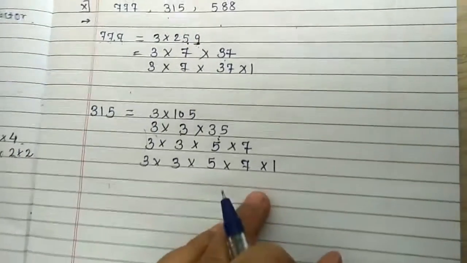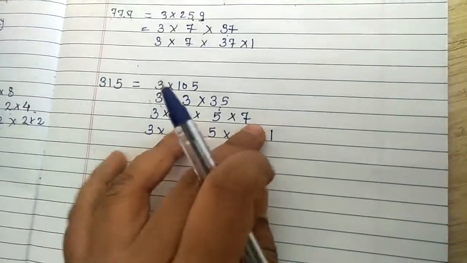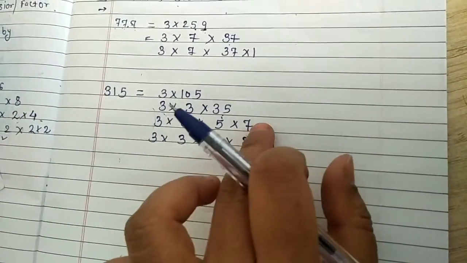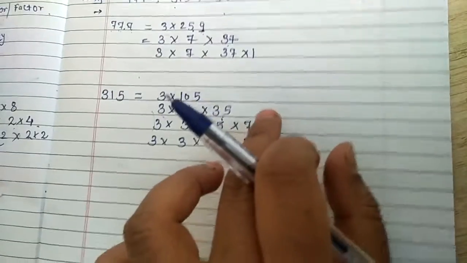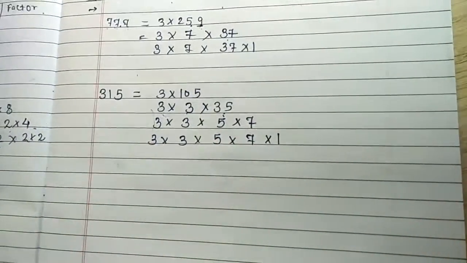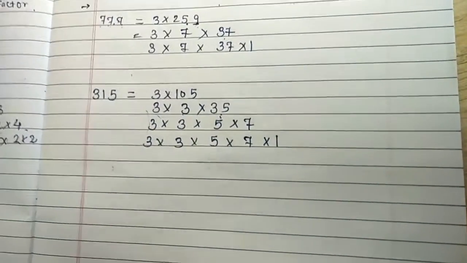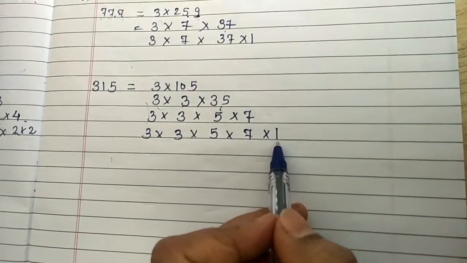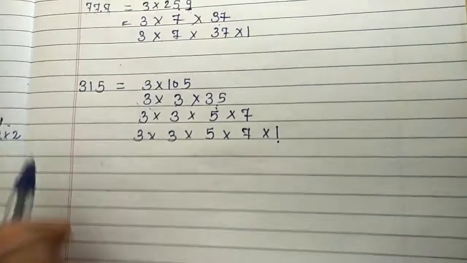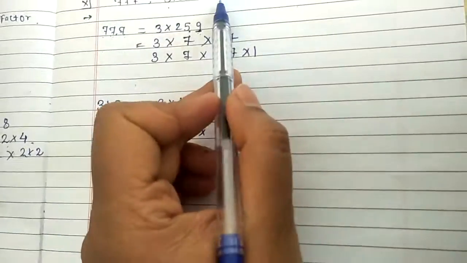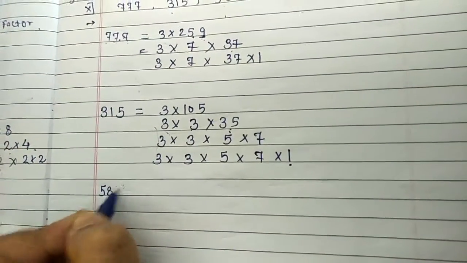I explained one more step here, if you want to finish here. After that you are getting a prime number, and once we get a prime number, we can divide that number only by itself. So at the end we are getting 1 only. Clear? Now the next number is 588.